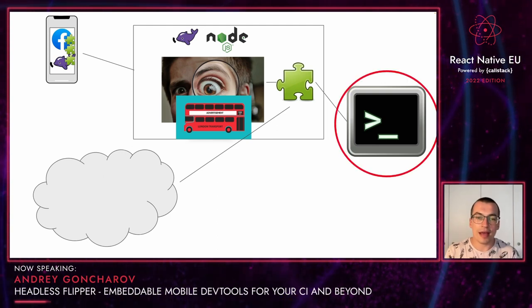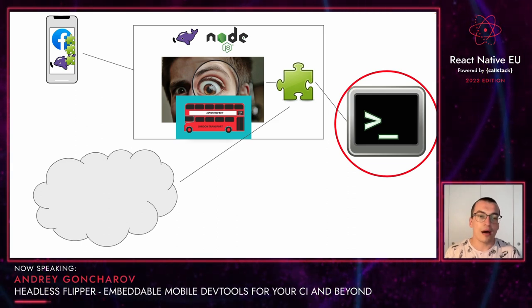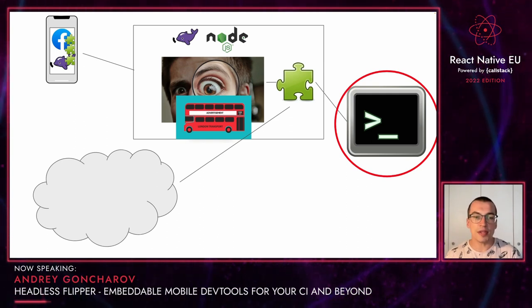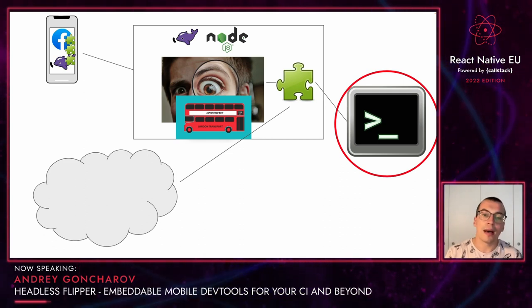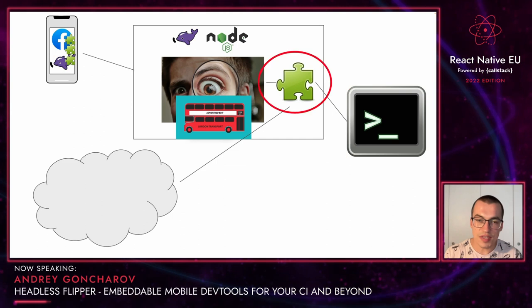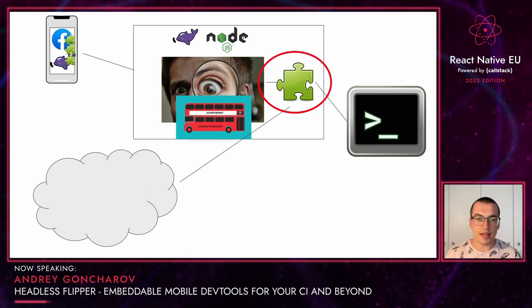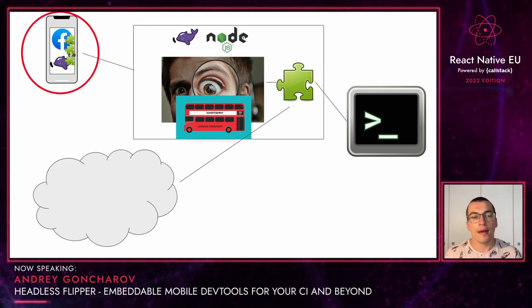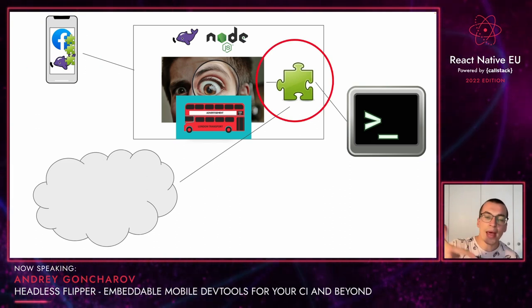A developer can type a command in their terminal asking Flipper to take a screenshot on the device and to submit it to the cloud. So when a developer types this command, the CLI client sends a WebSocket message to Flipper server companion and starts our UI validation plugin. This plugin connects to the device and prompts the device to take a screenshot. Then this screenshot is transferred back.